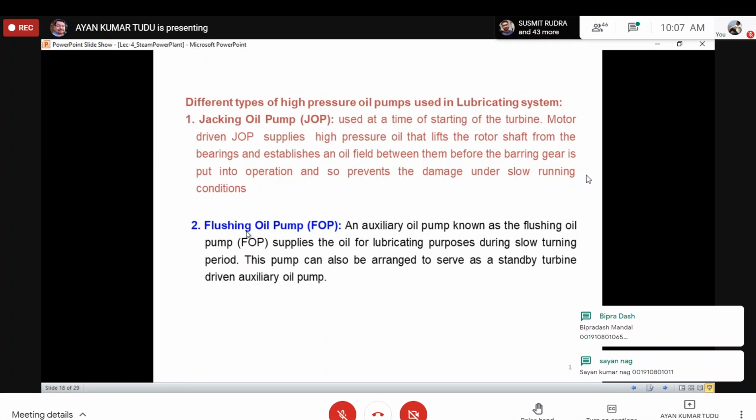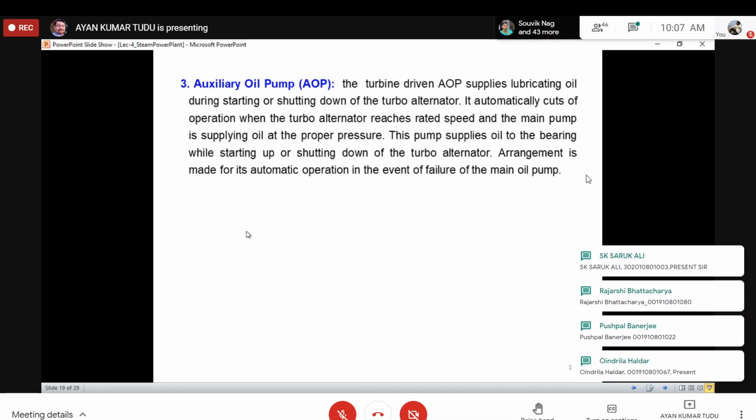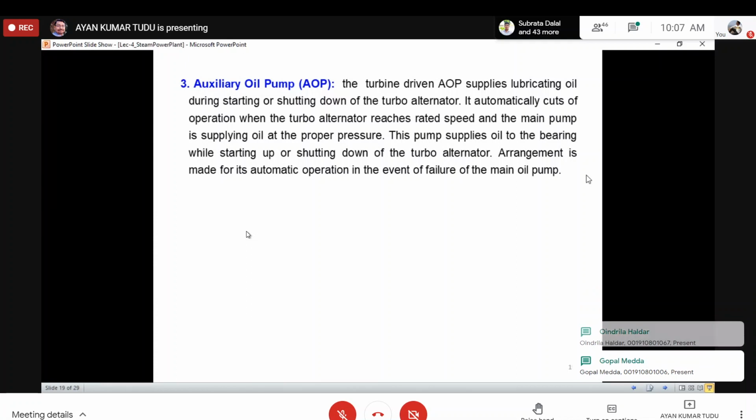Similarly, we have an auxiliary oil pump, AOP. As you can see, the turbine driven auxiliary oil pump supplies the lubricating oil during starting or shutting down of the turbo alternator. It automatically cuts off operation when the turbo alternator reaches the rated speed and the main pump is supplying the oil at the proper pressure. So during the starting and shutting down of the turbo alternator, apart from the JOP, we have this AOP also, and it will automatically cut off when the rated speed is reached.